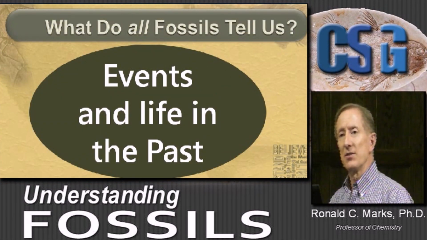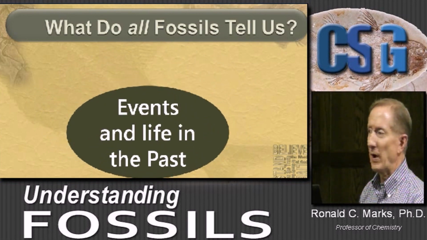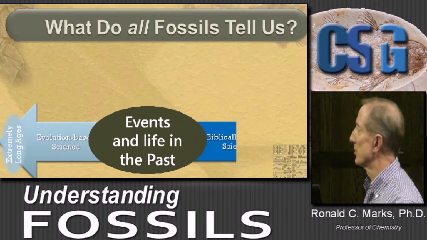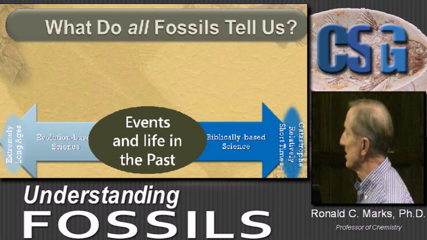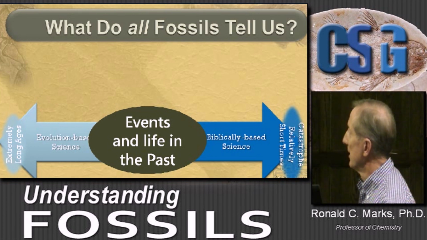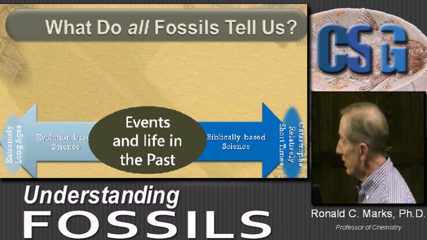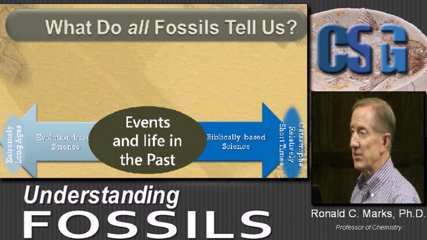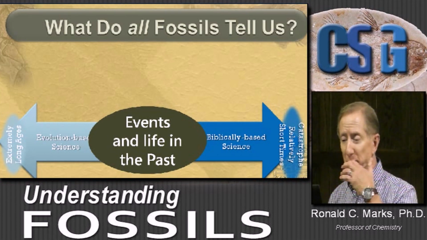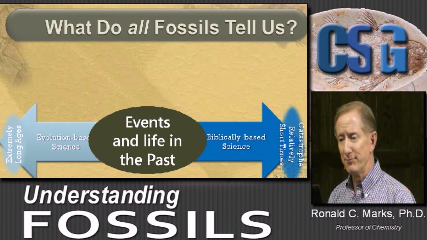The key is, what is your filter? How are you looking at these? What are you using to interpret them? If you have biblically based science, you're going to conclude that it's a catastrophic formation in a relatively short time. If you have an evolutionary based science, you're looking for long ages, extremely long ages, so you're going to use those to interpret what you see.